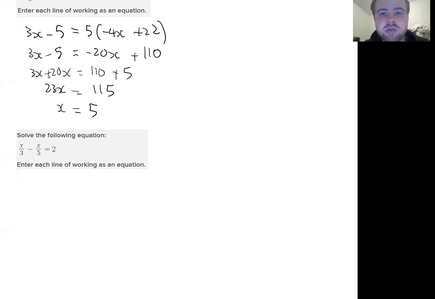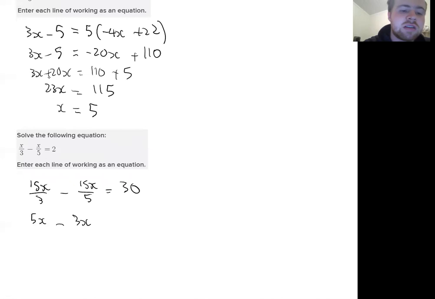Okay, lowest common multiple, or another way is we just multiply both of those numbers together to get 15, and we're going to multiply everything by 15. So it becomes 15x over 3 minus 15x over 5 equals 2 times 15 is 30. All we've done is we've just multiplied every single term by 15, and then now look what happens. 15x divided by 3 is just 5x. Easy. 15x divided by 5 is just 3x. Make sure you keep that negative there, and then this stays as 30.